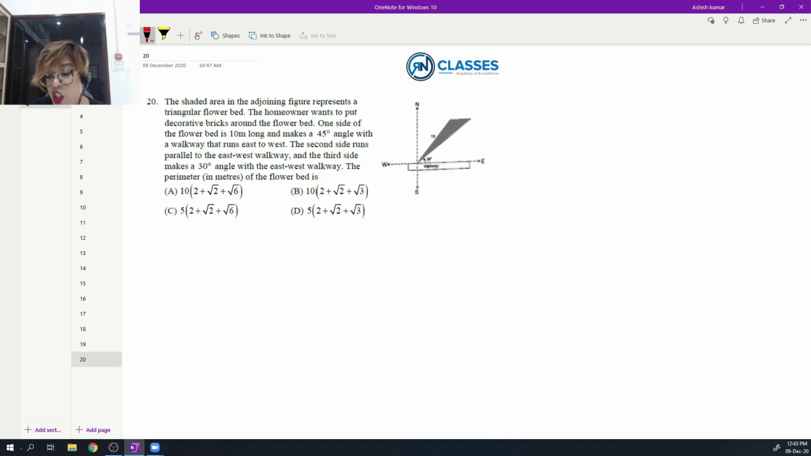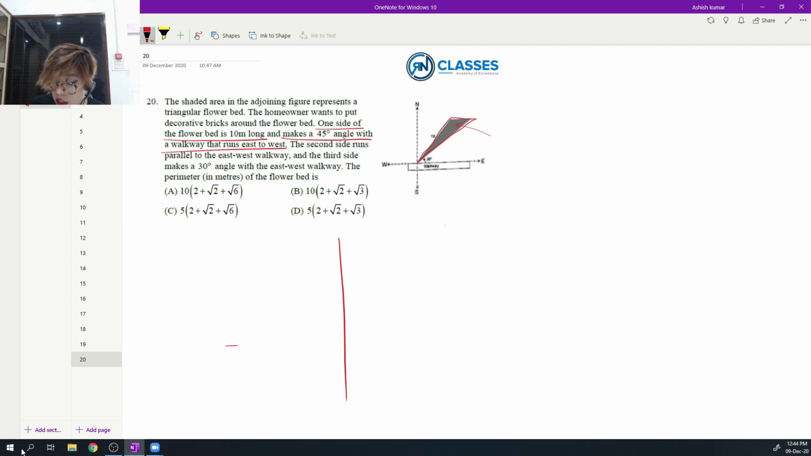Let's see. Now the shaded area in the adjoining figure represents a triangular flower bed. So obviously this region is flower bed. The homeowner wants to put decorative bricks around the flower bed. Right? Okay. I wish this figure was a bit bigger, but okay, fine. One side of a flower bed is 10 meter long and makes a 45 degree angle with the walkway that runs east to west. So east to west I know, उसने mark भी किया हुआ है.